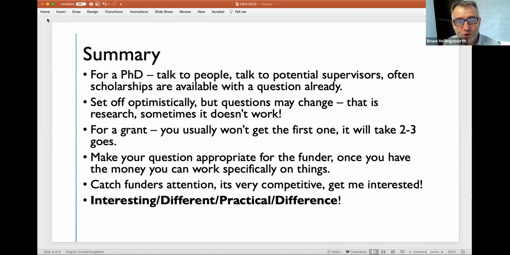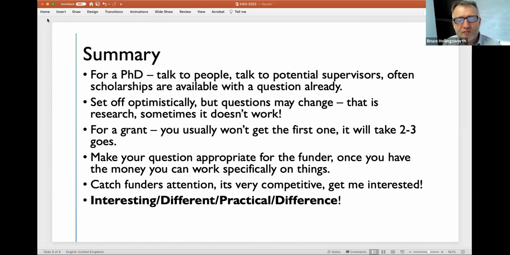Set off optimistically, of course, but questions change and that's fine. That's research. I say sometimes it doesn't work, quite often it doesn't work, and you have to change your question and what you do, and that's fine. Okay. Have realistic expectations. If you get all the grants that you ever go for, then fantastic, well done you, but you won't, okay? You won't get the first one. If I've said it'll take 2 or 3 goes, you know, it might take a lot more, and it might take 2 or 3 years to get your first significant grant or whatever it might be, okay? Be realistic in your expectations. It's not just you, it's all of us, okay? It happens to all of us, okay? It still happens to me all the time, okay? It's nothing to worry about, it's just what happens.